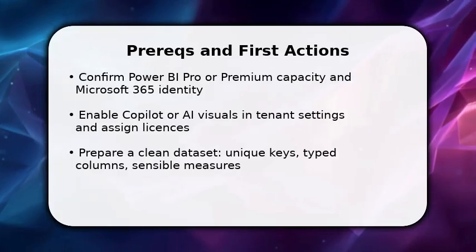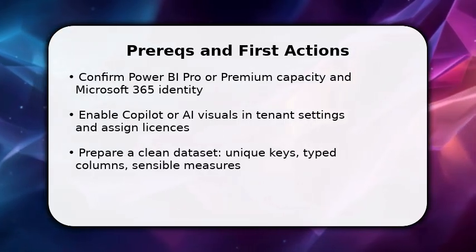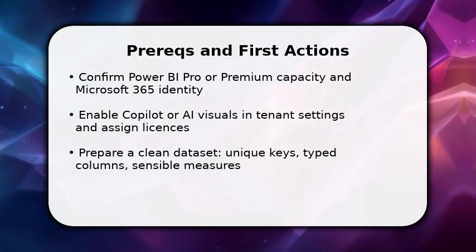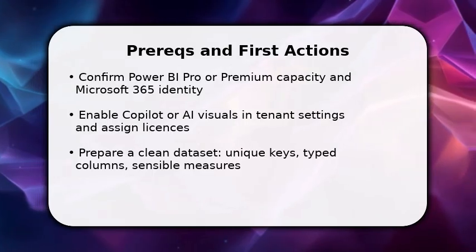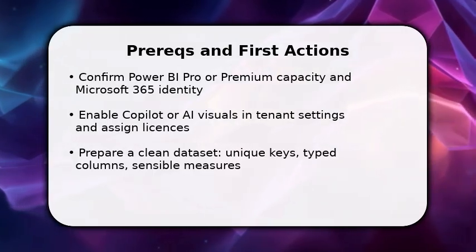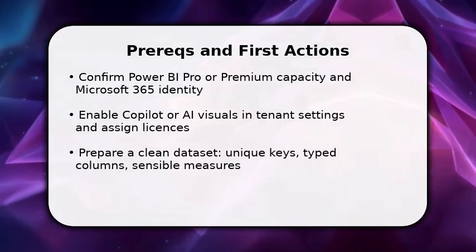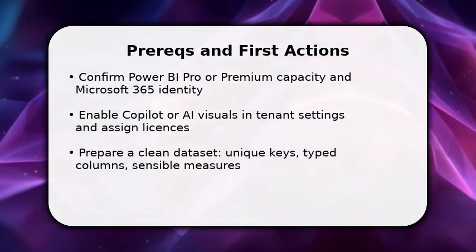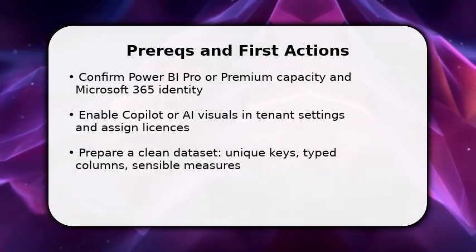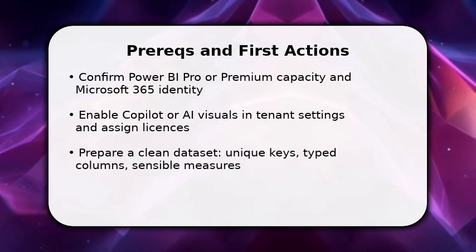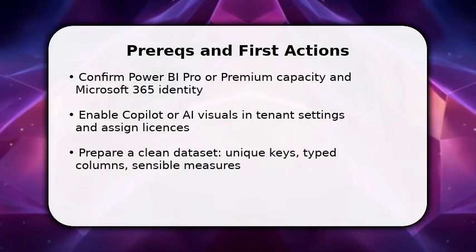You start by validating licenses and enabling AI features in tenant settings. This is not optional. Once done, open Power BI Desktop and connect to your prepared source, making sure keys and data types are correct. Next, create a focused model with star schema tables and basic measures so AI prompts operate on predictable fields. Also, save a version copy before enabling AI visuals. These first steps prevent noisy results and let AI produce meaningful insights immediately rather than guessing your intent.